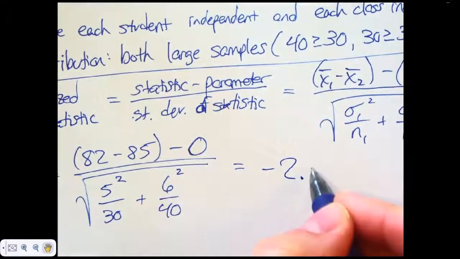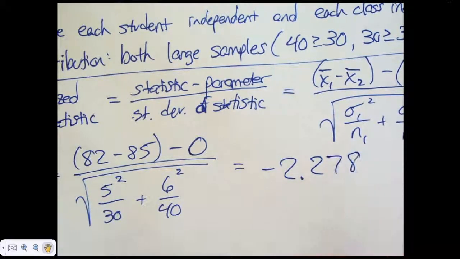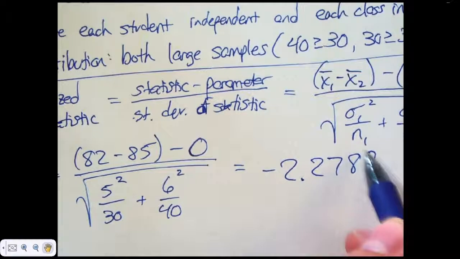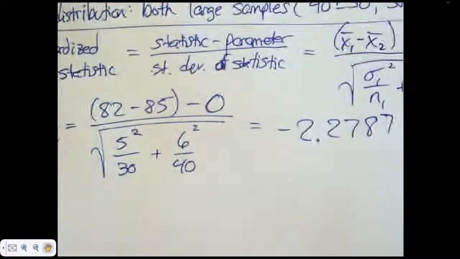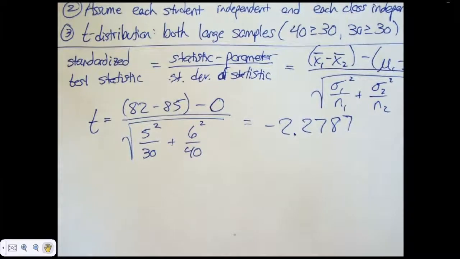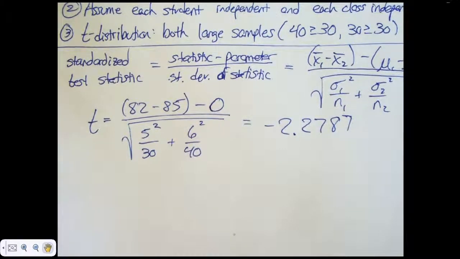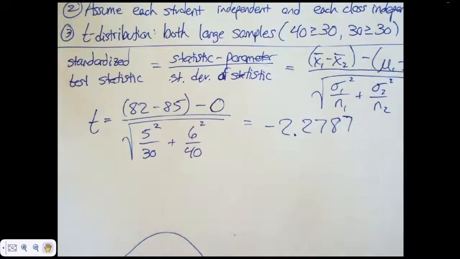So the thing is, you do have to do something a little bit here, you're kind of jumping through a hoop. So this is my t, something like that. I get 2.2787. You have to pretend that you found the p-value on your own. So if I thought about a sketch, my t-value is way down here.